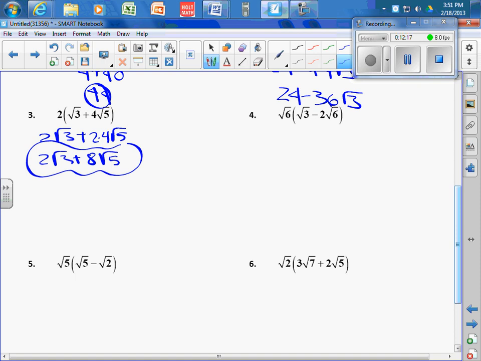Number 4, radical 6 times radical 3. Bring down the minus sign. Then radical 6 times 2 radical 6. Numbers that are outside stay outside. Numbers that are inside stay inside.